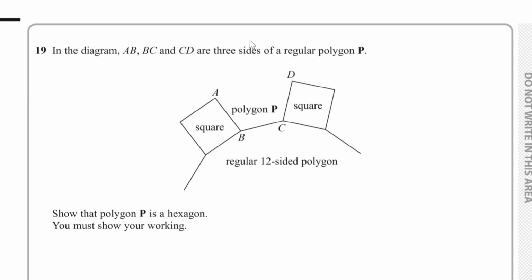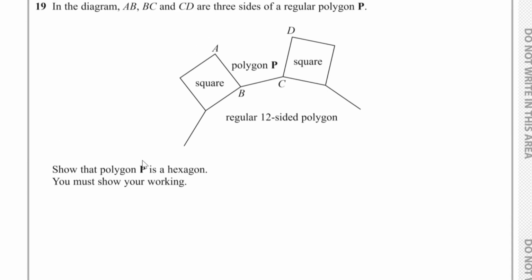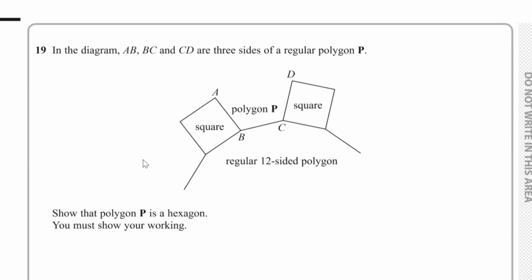Question number 19. In the diagram, AB, BC and CD are 3 sides of a regular polygon P. We have to show that polygon P is a hexagon. You must show your working. Well, what we can do to begin with is find out the exterior angle of the square and also this 12-sided shape.